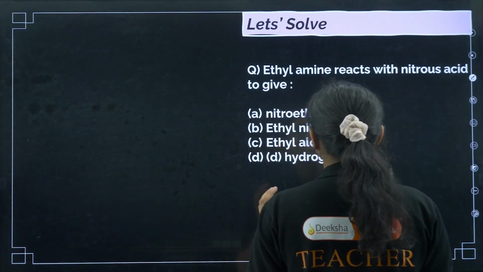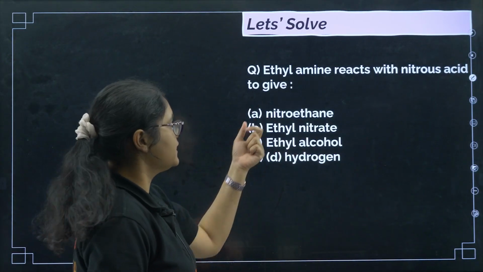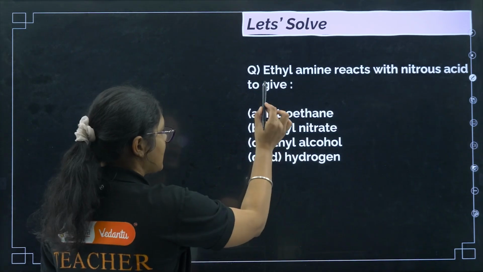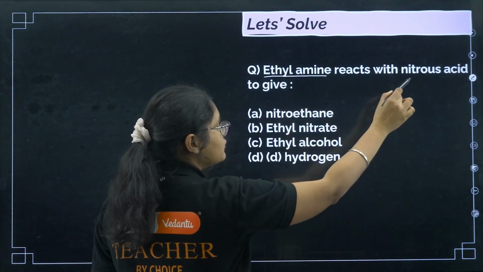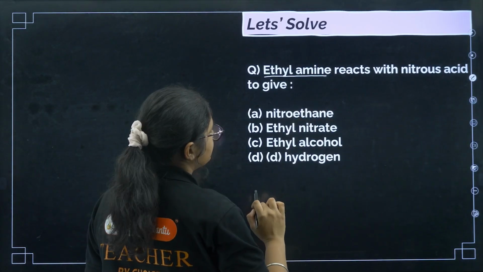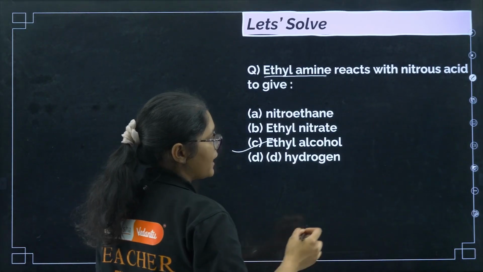Let's do some questions so that we can refresh what we have studied. Ethylamine reacts with nitrous acid to give what? I told you that if it is an alkyl amine, it will give you alcohols. If it is an aryl amine or aniline, it will give you benzene diazonium chloride. So this one will give you ethyl alcohol.